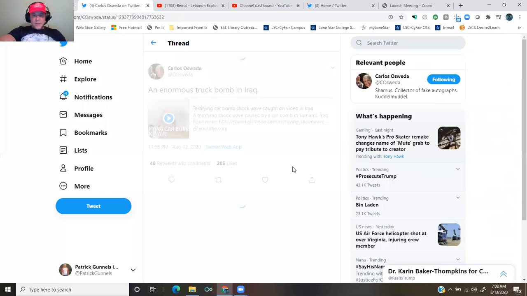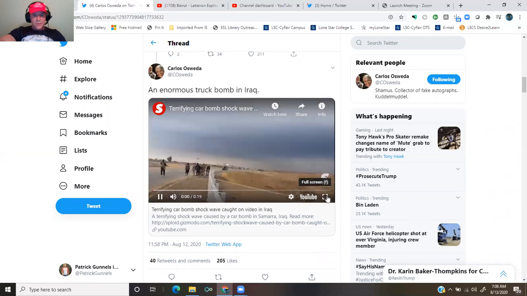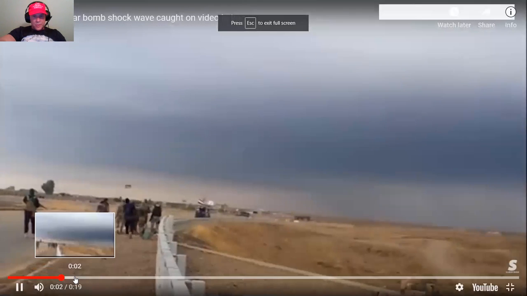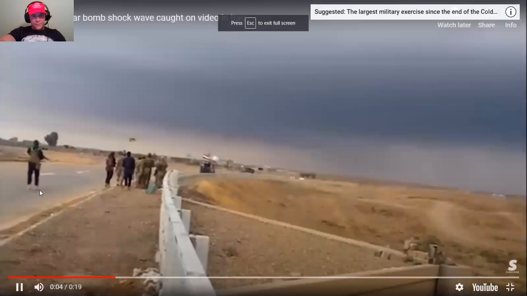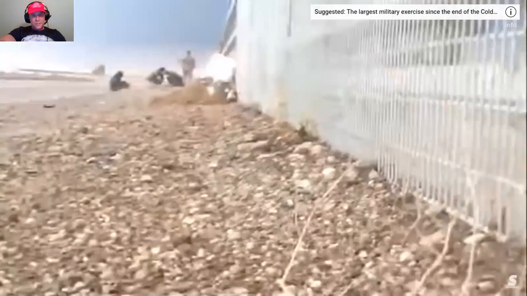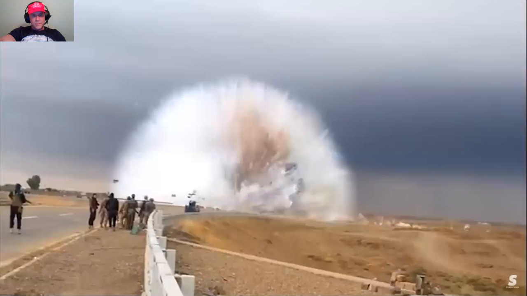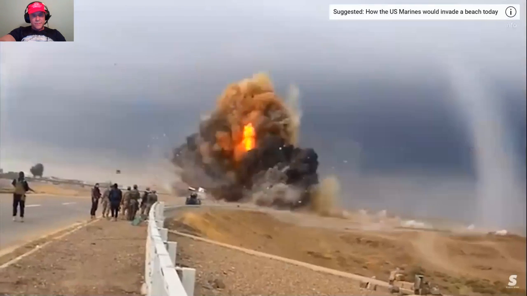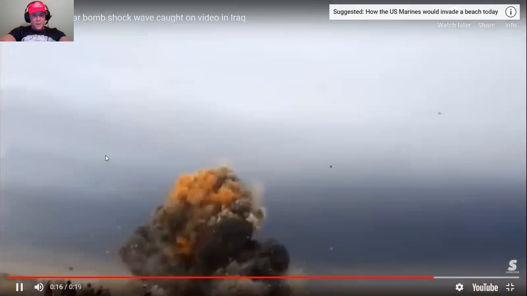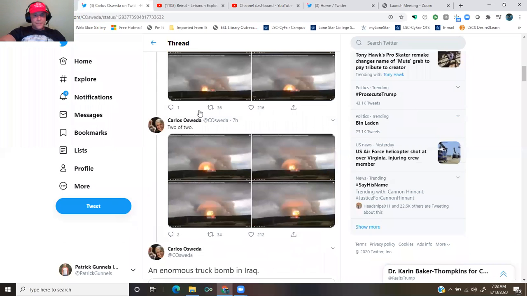And then an enormous truck bomb in Iraq. I'll blow this one up. I'm sure most of you have seen this one, but here you go. See? There it is. Okay. There's your enormous truck bomb in Iraq.